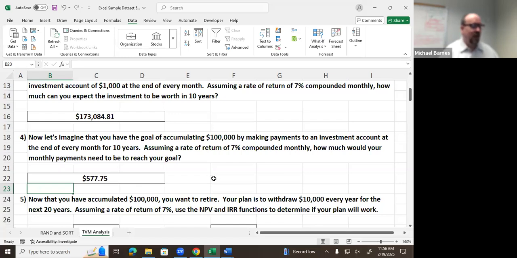That means that if I want to accumulate $100,000, I need to make about $578 per month on my payments, assuming that I get 7% compounded monthly. Okay, which again is pretty reasonable. It's important to note that we're doing a very short time frame here.